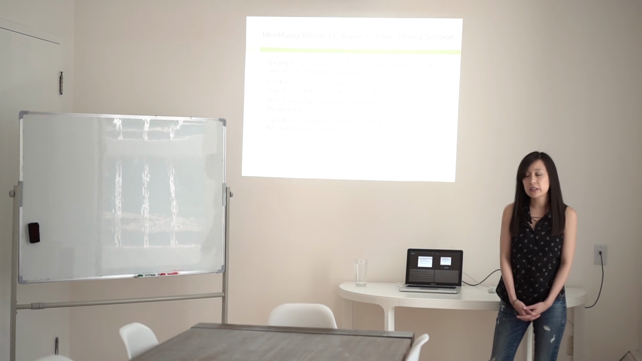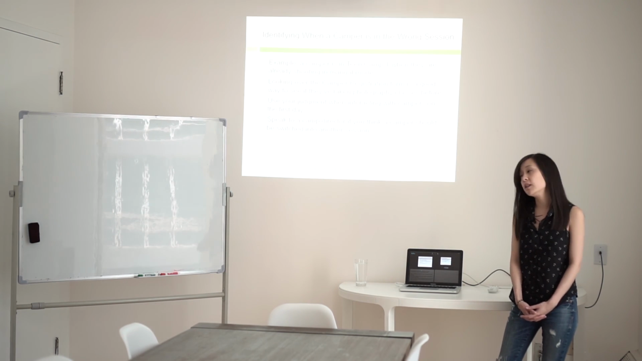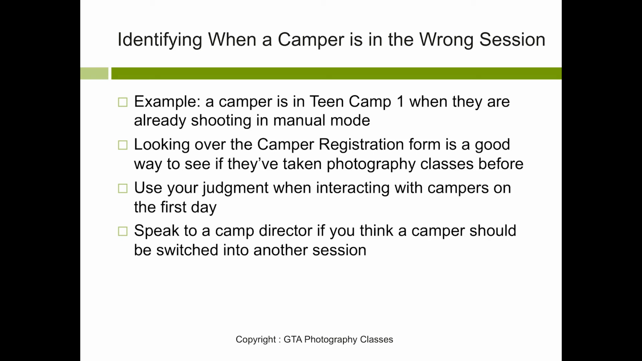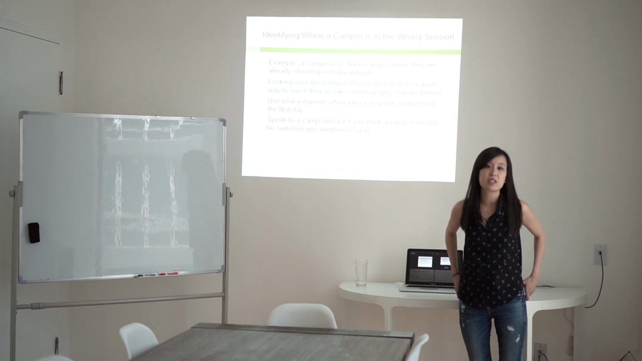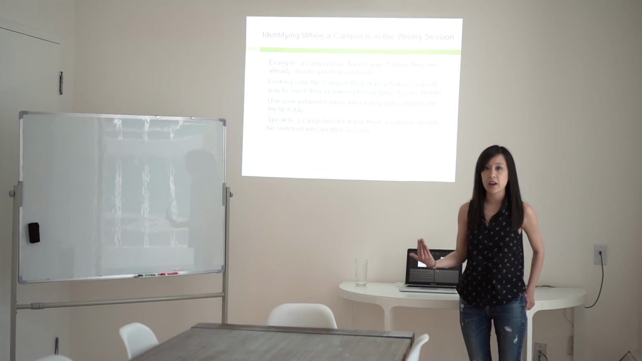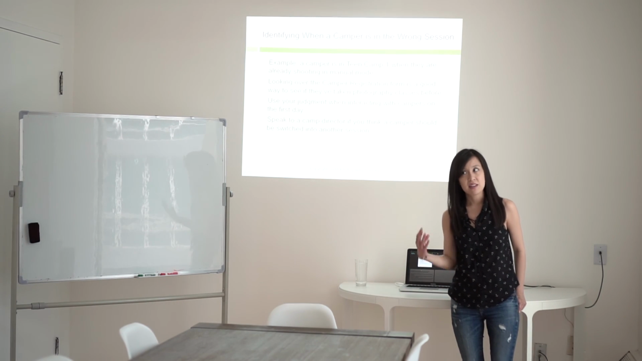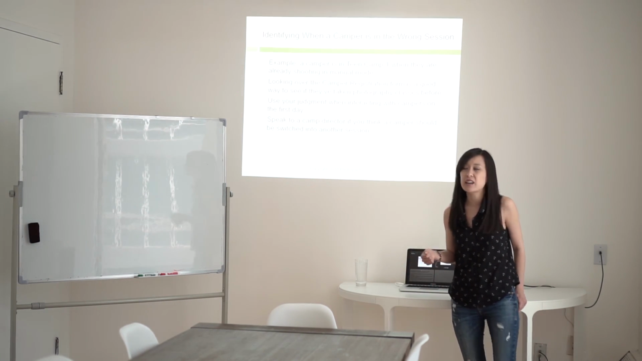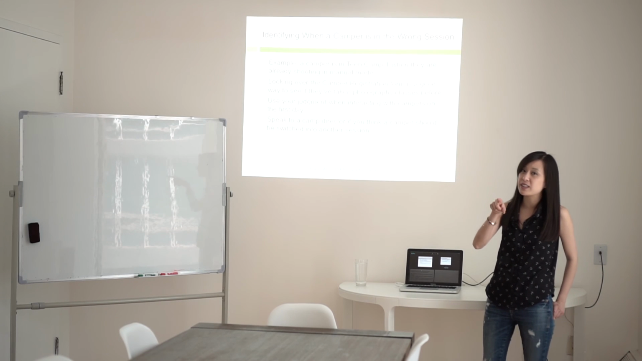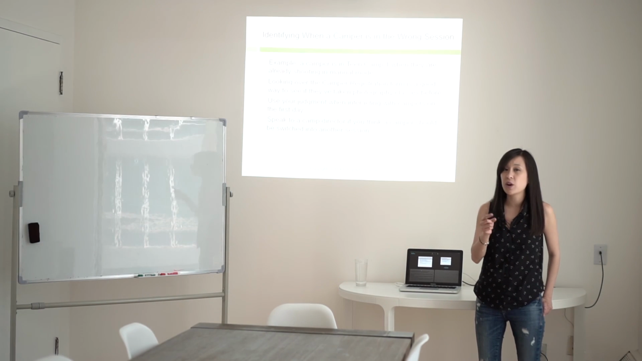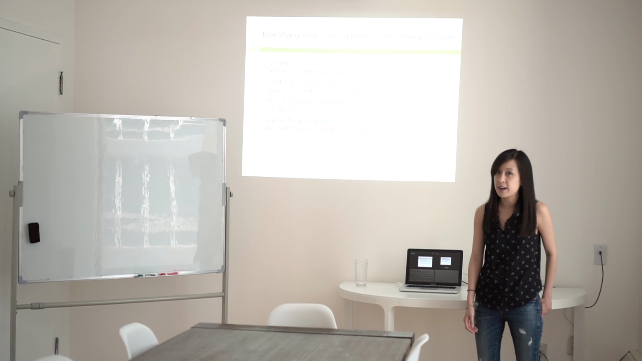Another really big part of using judgment and thinking on your feet is identifying when a camper might not be in the right camp session, and this definitely happens. So I'll give you an example. Let's say we have a camper who shows up for Teen Camp 1, which is our intro level camp where we teach full manual mode, and they're shooting in manual mode already. That would be kind of like a red flag and an indicator that, you know what, I don't know that this camper is in the right camp. Instead of Teen Camp 1, maybe they should be in Teen Camp 2 instead.